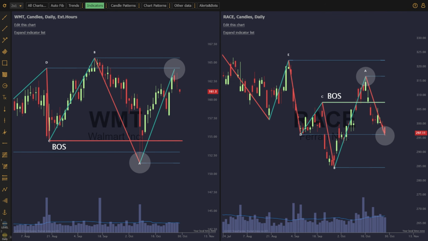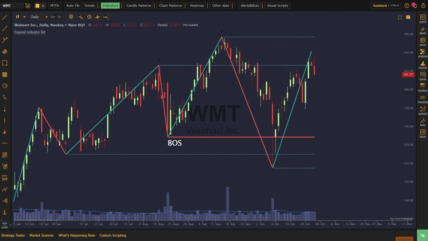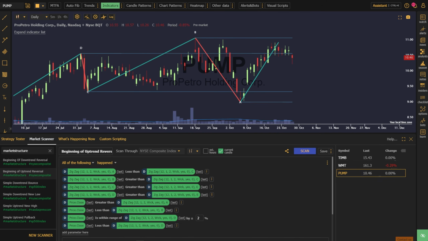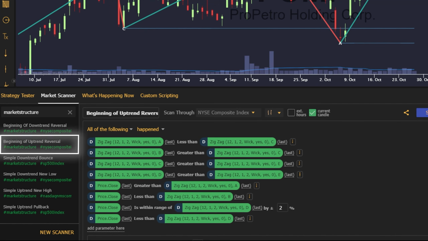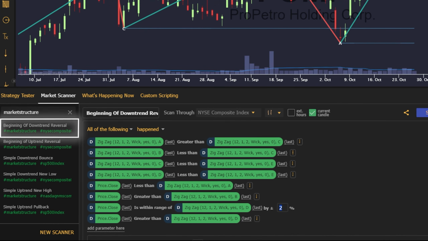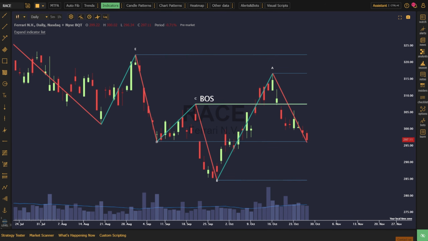Finally, zigzag can be used to identify scenarios where there's been a break in structure, again, defining the pivots relative to one another and the price relative to the pivots. If you'd like to find scenarios in which the price was previously in an uptrend and there's been a break of structure to the downside, utilize the Beginning of Uptrend Reversal Scanner. Users can utilize the Beginning of Downtrend Reversal Scanner to find scenarios in which a break of structure to the upside has occurred after a downtrend.